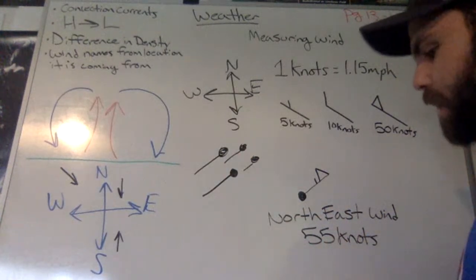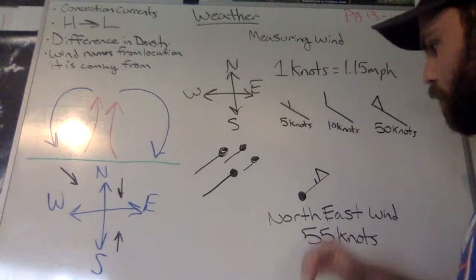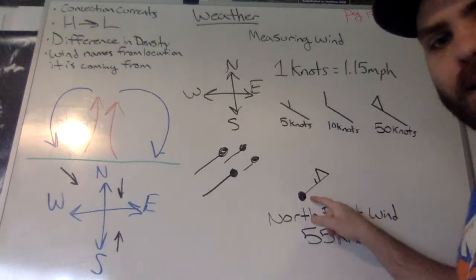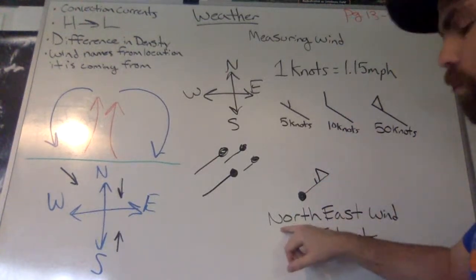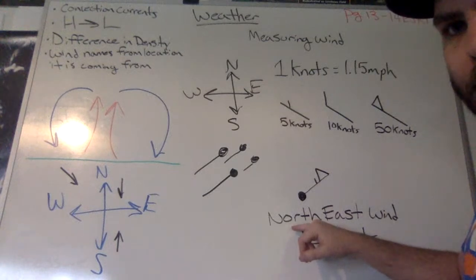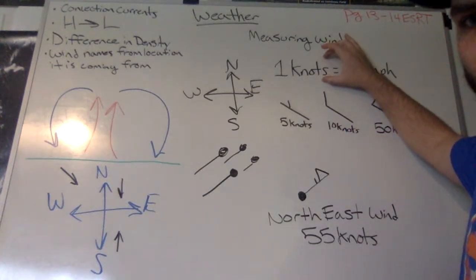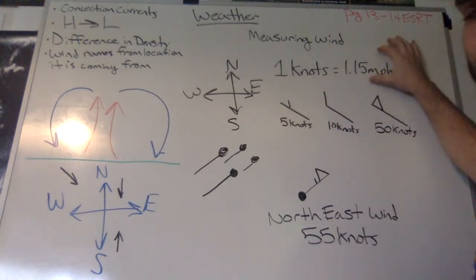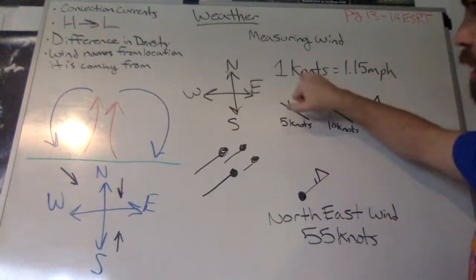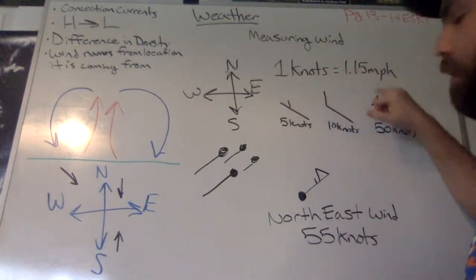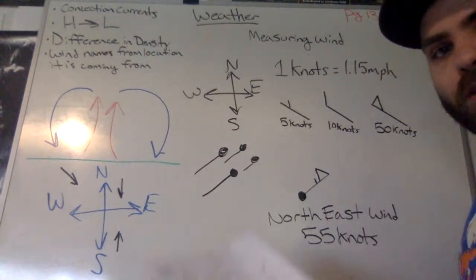So later today, I'm going to post a worksheet where it's basically going to have a bunch of these, and you just have to write down what the wind direction is, okay, and what the speed is in knots, okay? It's not going to ask you to convert them into miles per hour, just know that every time you get an answer, it's always going to be in knots instead of miles. Okay. So that's all I wanted to go over today.